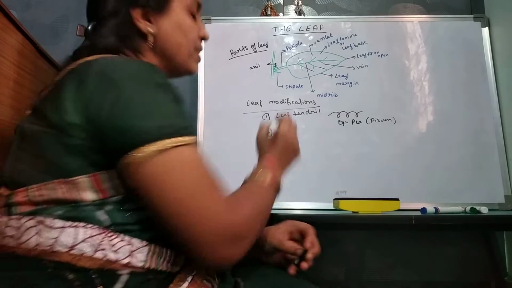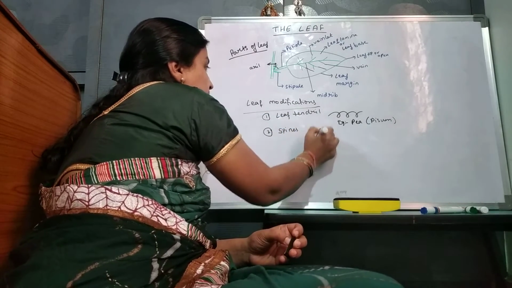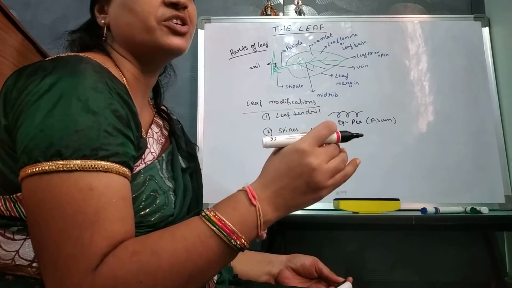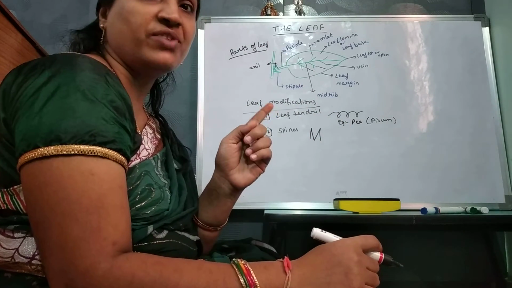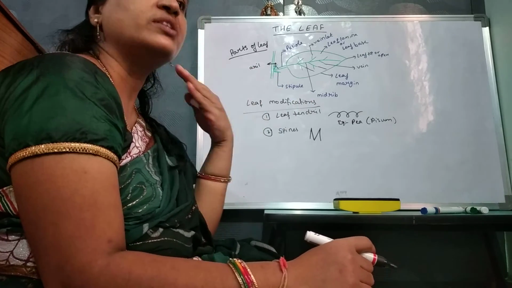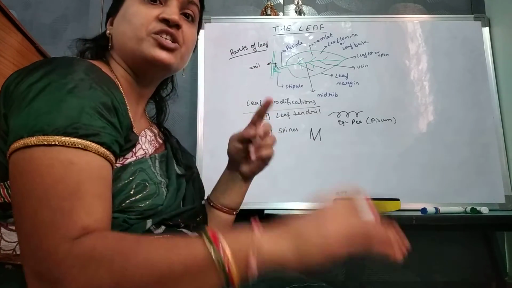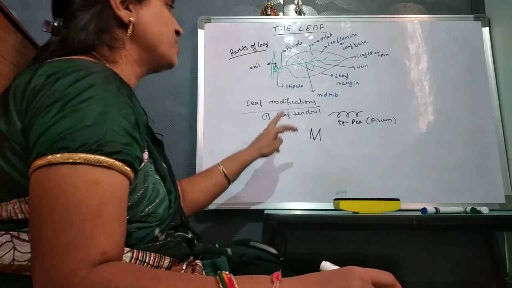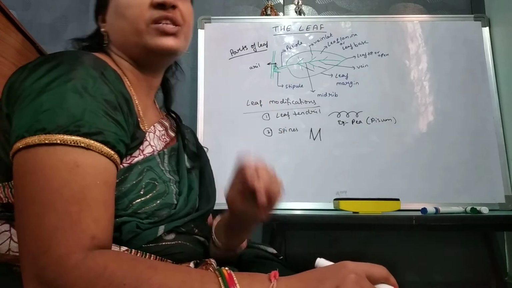Then spines. The pointed structures, the leaves are transformed into pointed structures in order to avoid transpiration and for protection. In stem modification also we have studied, those are called as thorns. When the buds or the stem parts are going to transform into pointed structures, they are thorns. Here the leaves or part of leaves transform into pointed structures which are called as spines. Why they are transformed like that? Because to reduce the transpiration.